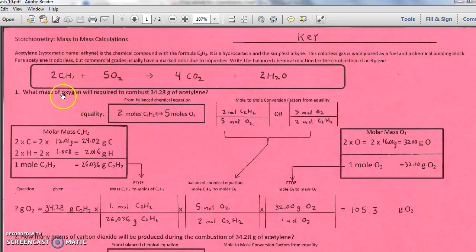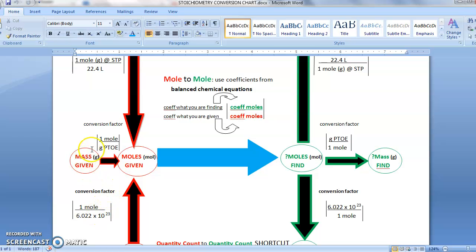And now let's take a look at the problem. What mass of oxygen would we need if we were going to burn 34.28 grams of acetylene? So they want to know how much oxygen we would need, a mass of oxygen, to burn a certain amount of acetylene. They're giving us the mass of acetylene, and they're asking for the mass of oxygen. So to do this problem, we're going to have to convert the mass of acetylene to moles of acetylene. Then we're going to use the balanced chemical equation to go moles of acetylene to moles of oxygen.